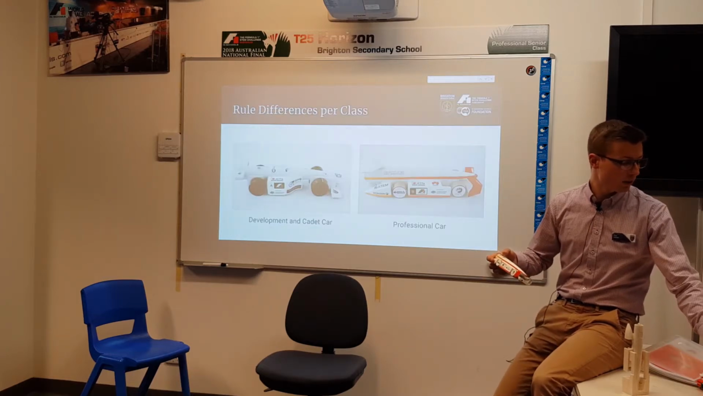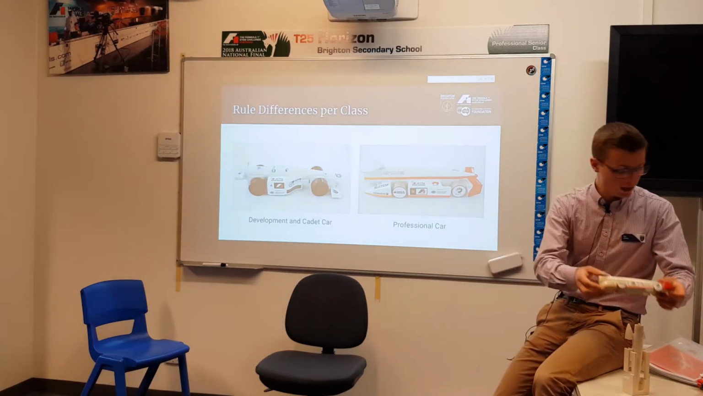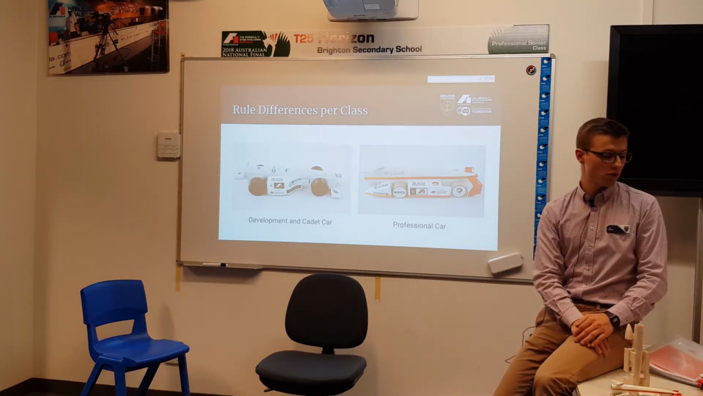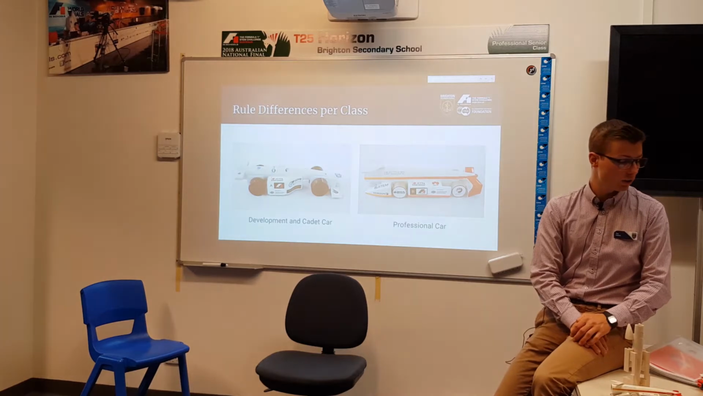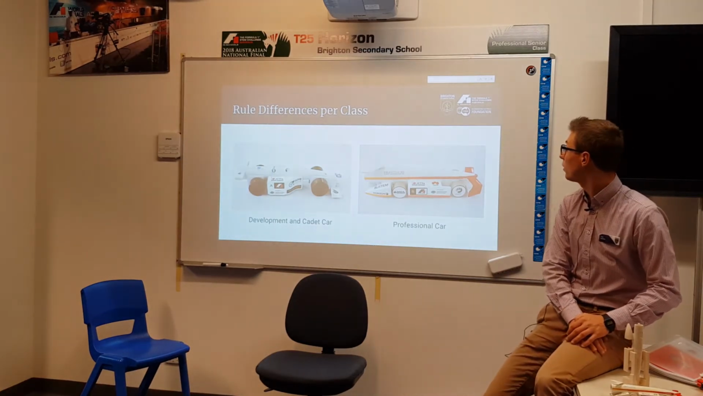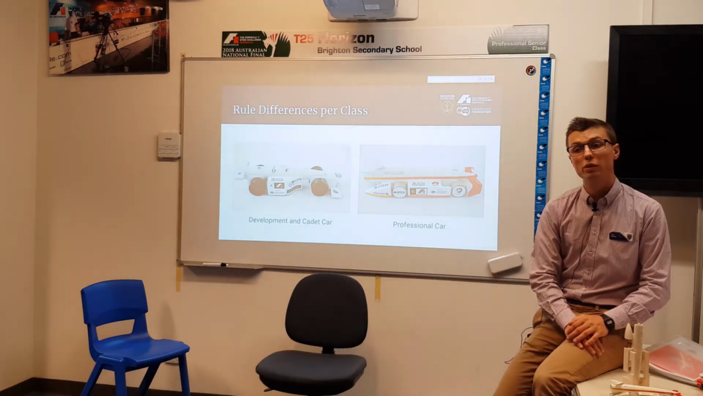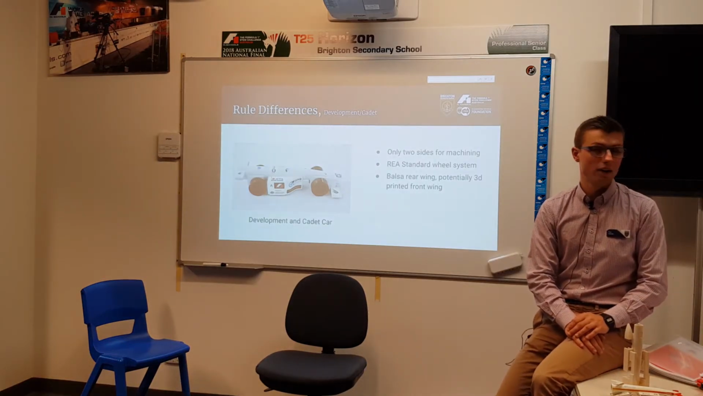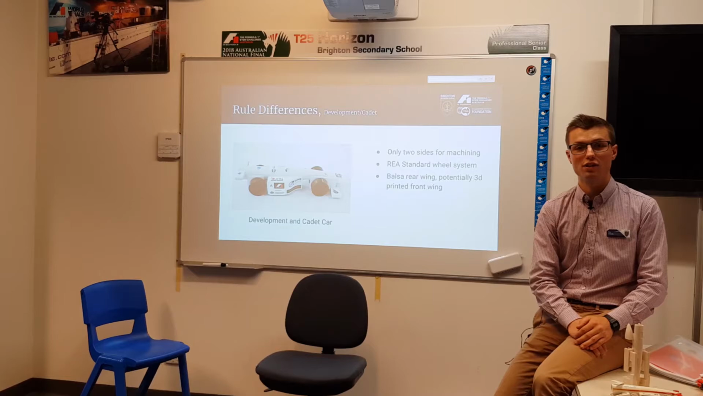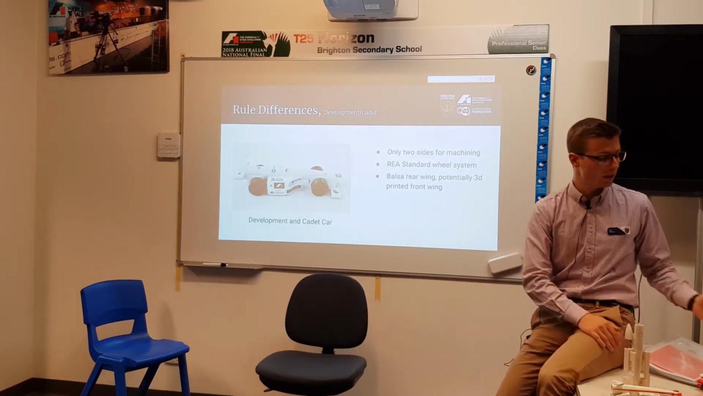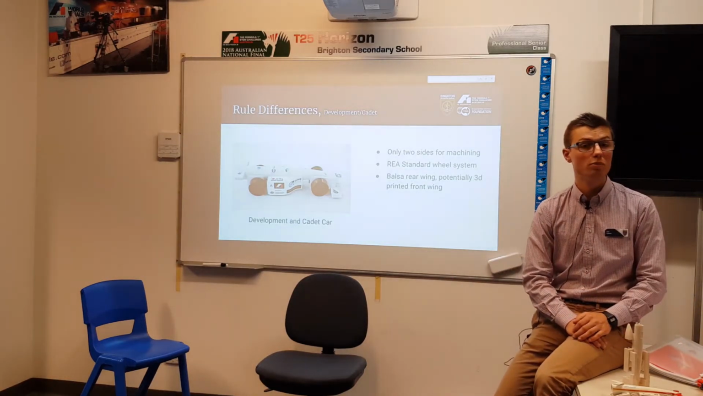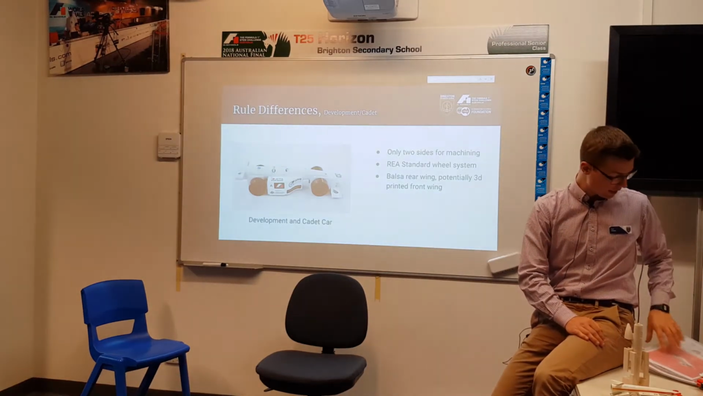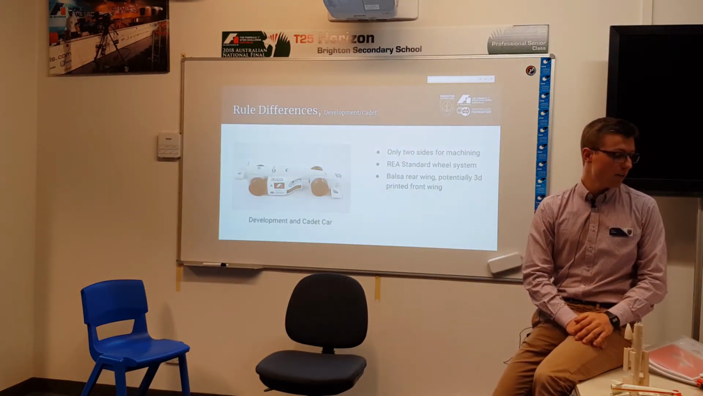The rule differences per class: you can see an image there of a development and a cadet class car that's similar compared to a professional car. Some differences you might note include the complexity, how different they look, and also the wheels. Notice that the wheels are different. Okay, so in a development and cadet car, this is interpretable and it changes quite quickly depending on the year level, so we're waiting on 2018-2019 competition rules for you guys, but so far we're just going to run with the 2017-18 season.